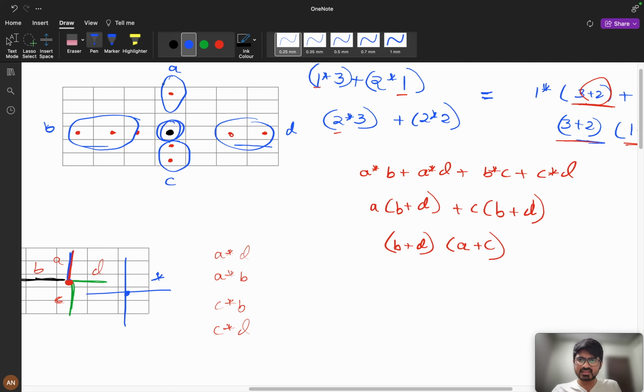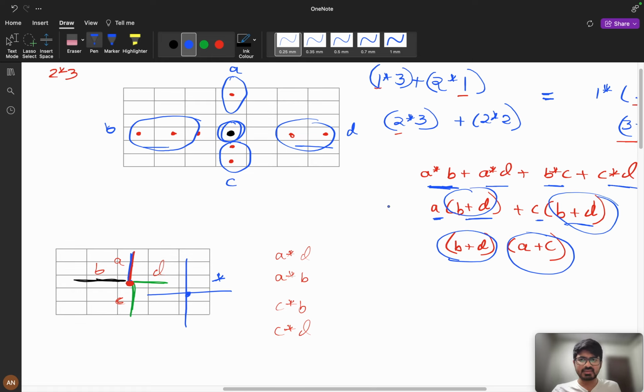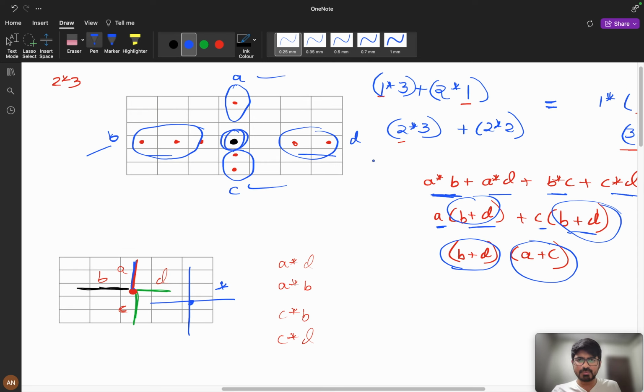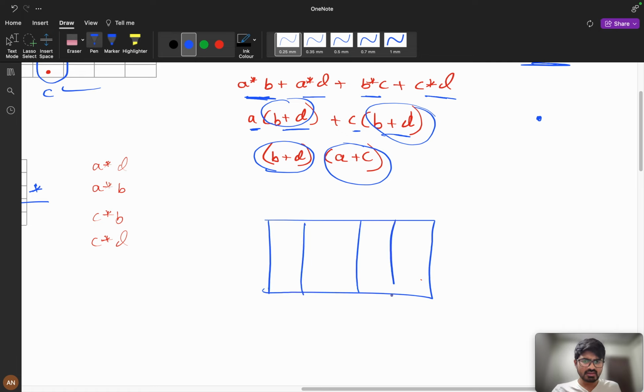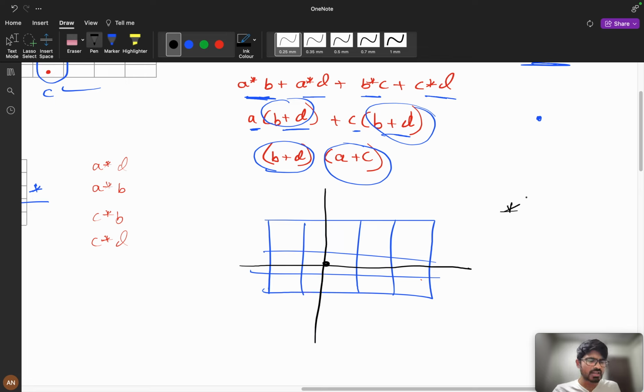Now we have this as A, B, C, D: A into B plus A into D plus B into C plus C into D. Now if you take common A in this, A into B plus D, C into B plus D. Now these two are common, then B plus D into A plus C. That means A plus C, B plus D. So at every given point, suppose you have a matrix, what you can do is calculate the row sum and the column sum, and just multiply them.